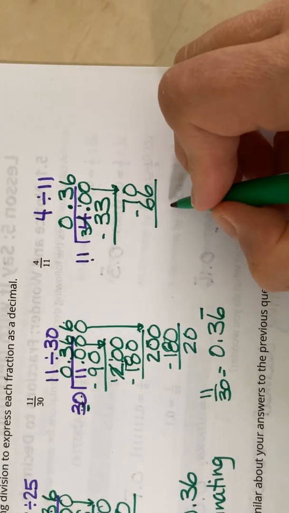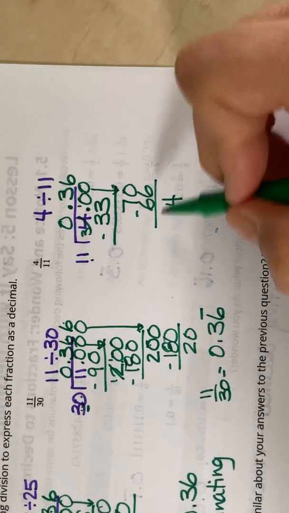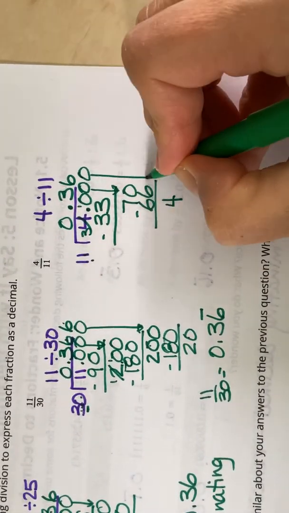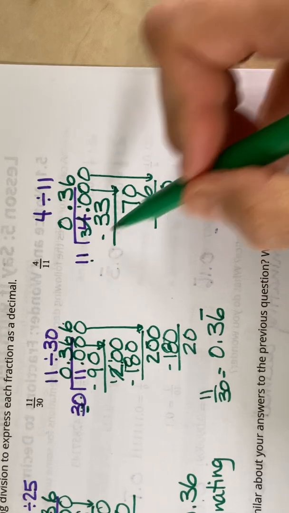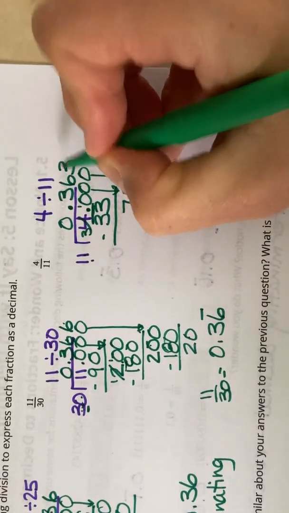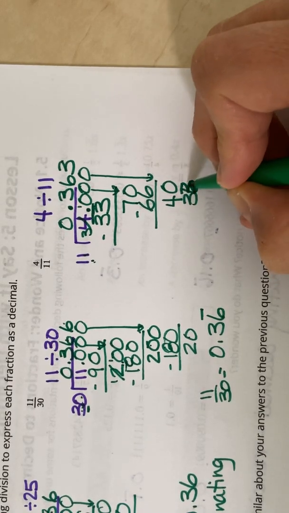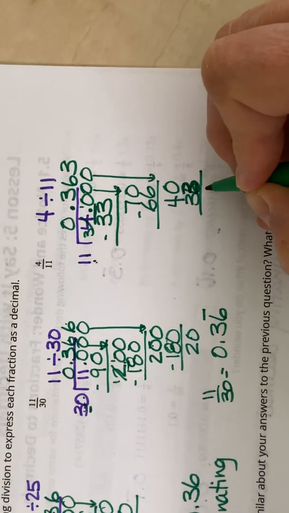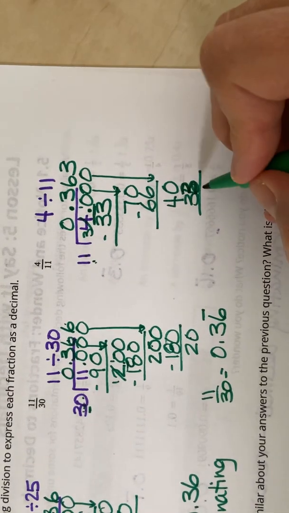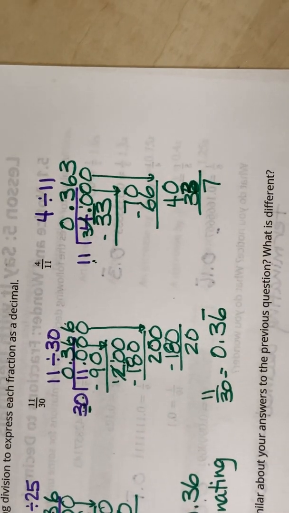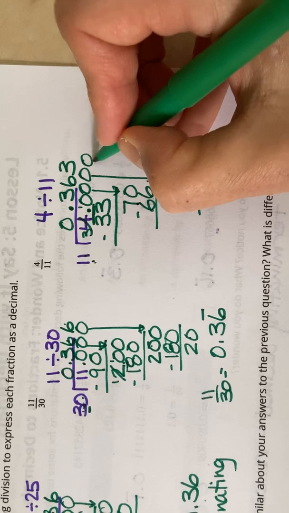So I would subtract that, and I'm going to get 4 remainder. 4 is less than 11, so I'm going to bring down a 0. 11 goes, and you're going to see the pattern right now. 11 goes into 40 3 times. 3 times 11 is 33. I get 7 remainder.